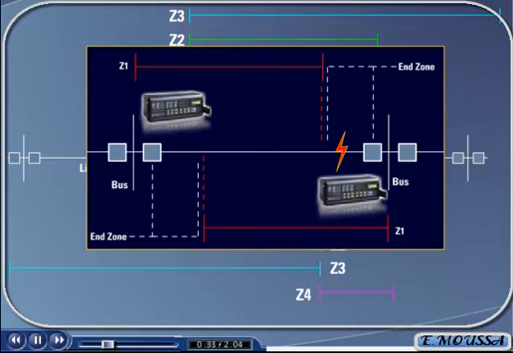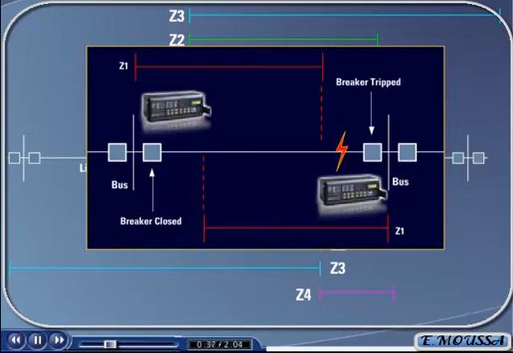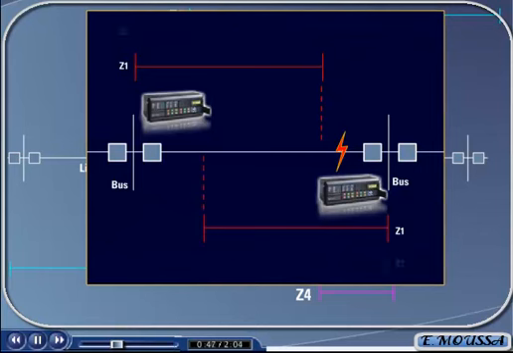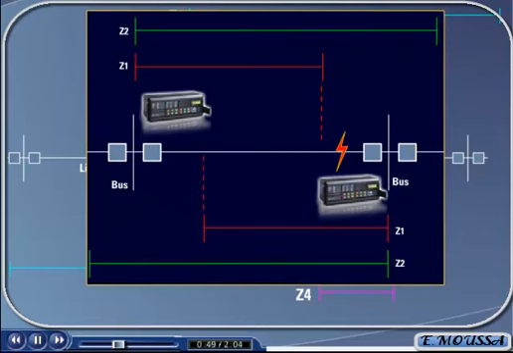The fault will be cleared instantly by Zone 1 of the relay that is located near the fault, but will not be cleared instantly by the relay at the far end of the line because the fault did not fall in its Zone 1. The fault will not be cleared at the far end of the transmission line until the time delay in Zone 2 of that relay has expired. You'll remember that the time delay for Zone 2 operation is usually in the range of 250 to 400 milliseconds.